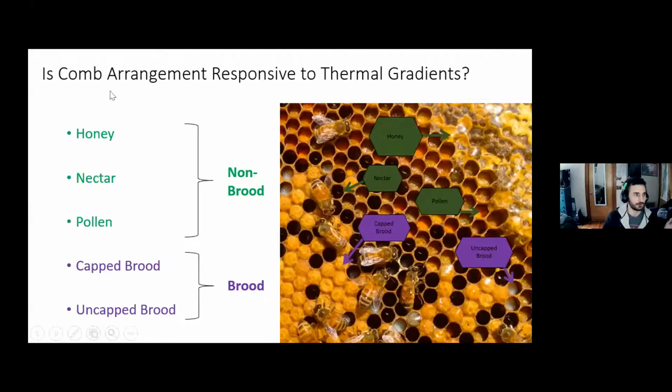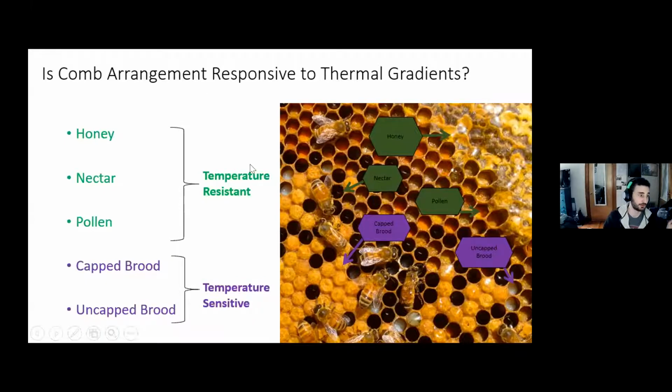So bees tend to store really more things than this, but generally 5 things within their colony. Honey, nectar, and pollen, which I classify as non-brood. They can also be classified maybe as food, as well as capped brood and uncapped brood. So old and young brood, which I classify as brood. And for the purposes of this, we can also think of them as temperature-resistant stores. So honey, nectar, and pollen can be stored at almost any temperature and be okay. And temperature-sensitive stores. Brood need to be maintained at a specific temperature within a few degrees in order to develop properly. So you can imagine that brood might be very sensitive to thermal gradients within the colony.